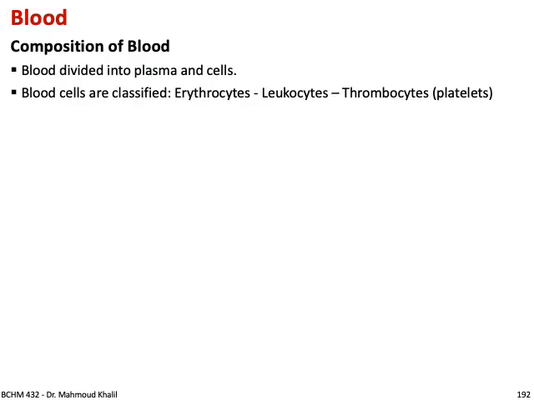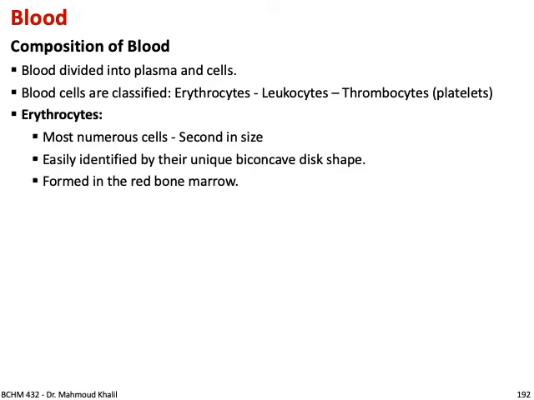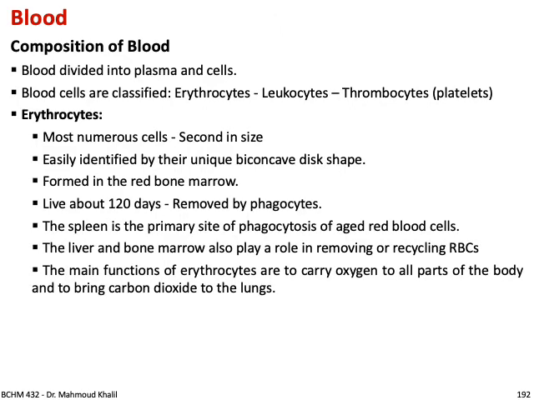The composition of blood: blood is divided into plasma and cells. The cells are erythrocytes, leukocytes, and platelets, or thrombocytes. The erythrocyte is the most common, second in size, easily identified by its unique biconcave disc shape, formed in the red bone marrow, lives about 120 days, and is removed by phagocytosis. Actually, the spleen is the primary site of phagocytosis of aged RBCs. The liver and bone marrow also play a role in removing or recycling RBCs.